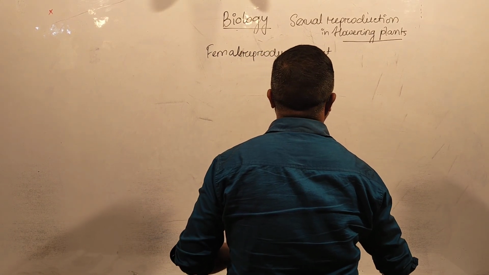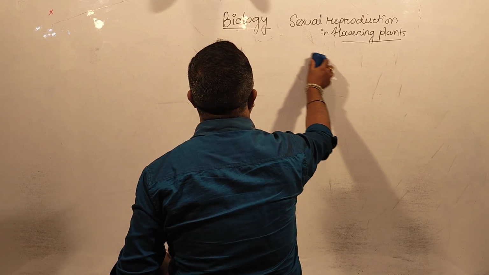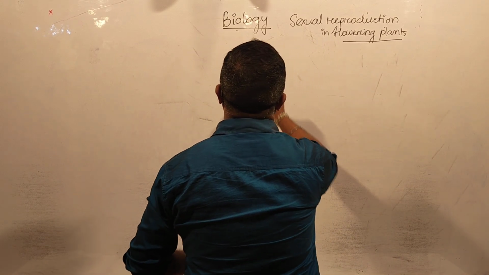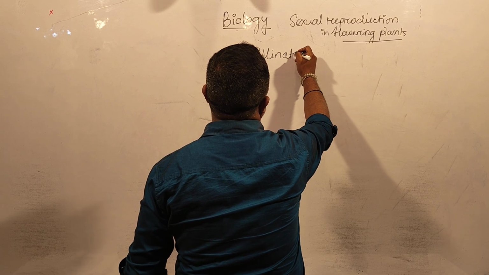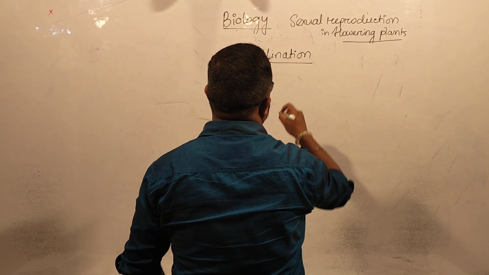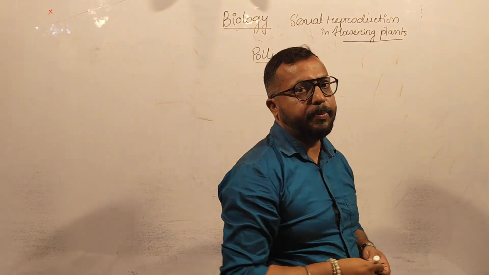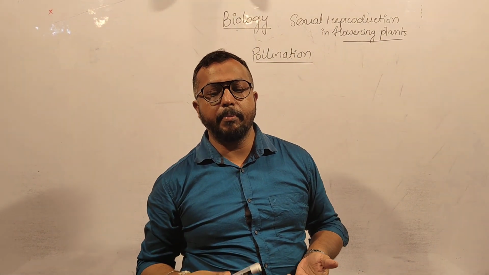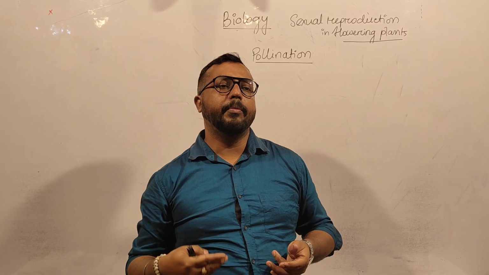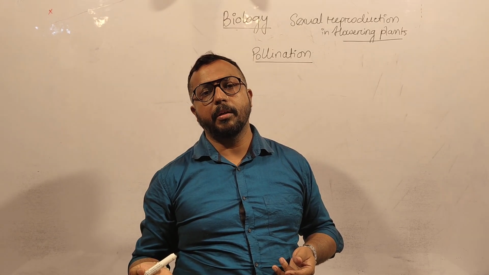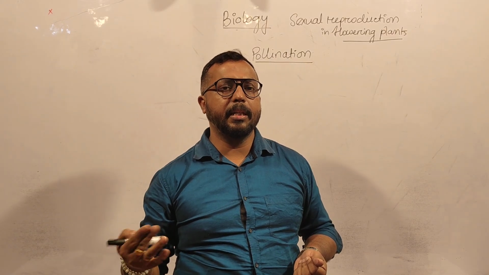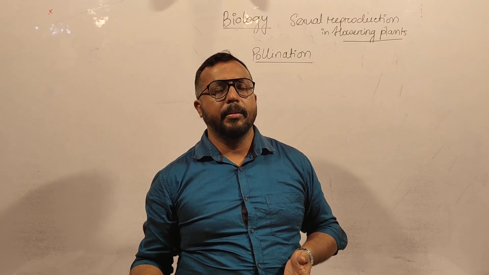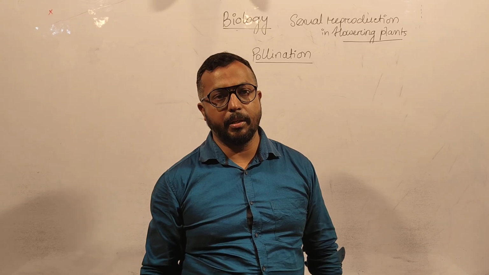So next, what are we going to see? We are going to see a phenomenon called pollination. Now, what is pollination? Pollination is nothing but the transfer of pollen grain from the male part to the female part of the same flower or a different flower, of the same plant or a different plant. That is what is called pollination.